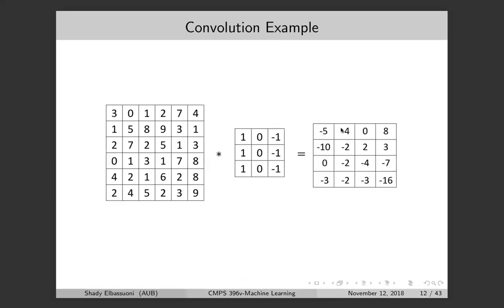Okay? And then the next one, it would be over these 9 pixels, apply the filter. So I get minus 4. And then I get 0, I get 8, and so on. So I get this output after applying this 3 by 3 filter over this image.